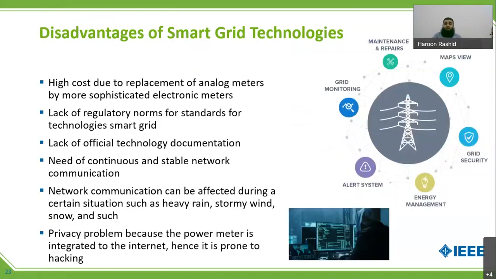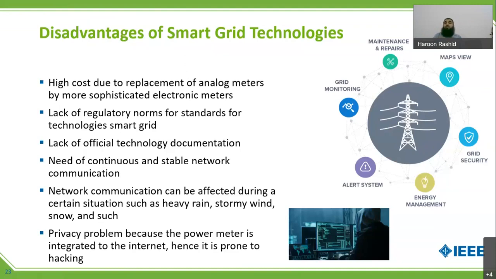Now, when we are talking about advantages, it's not that straightforward. Advantages to change the overall system, yes, it looks very nice, a revolutionary phenomenon. So yes, that revolution will bring advantages for us, but what are the disadvantages or limitations that we may face when we are moving forward to this technology in 100% implementation? The first thing, it will incur high cost. For what? To replace all the analog meters, the existing system, with sophisticated electronic meters or smart meters.